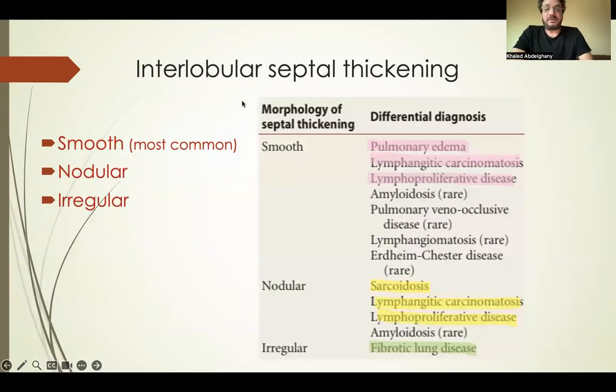The interlobular septal thickening in the next video is divided into smooth thickening, which is the most common, nodular thickening, and irregular thickening. Irregular thickening is represented in fibrosing lung disease. See you in the next lecture.